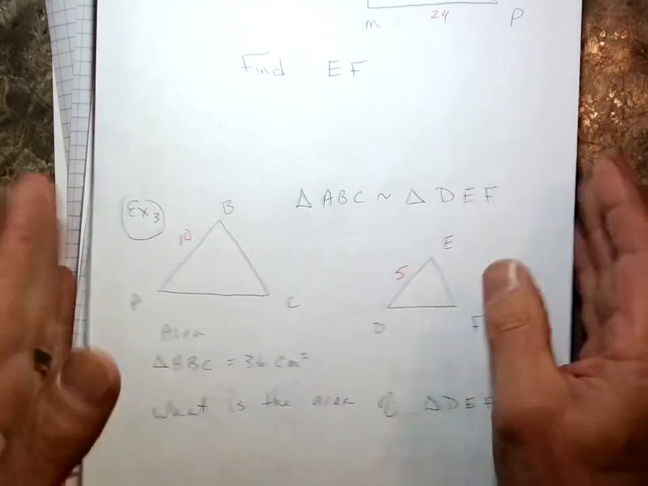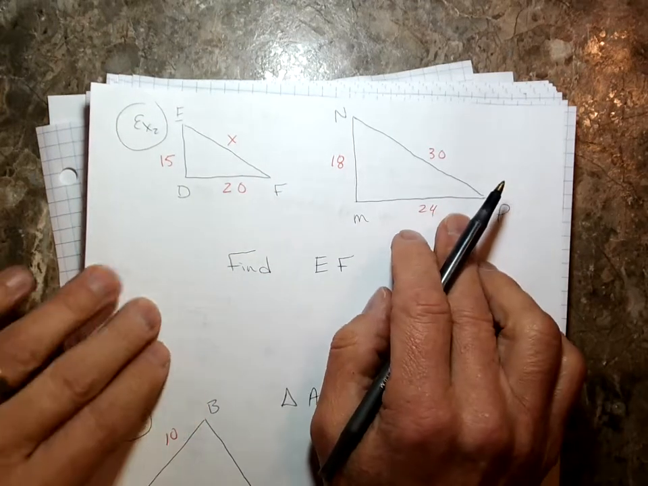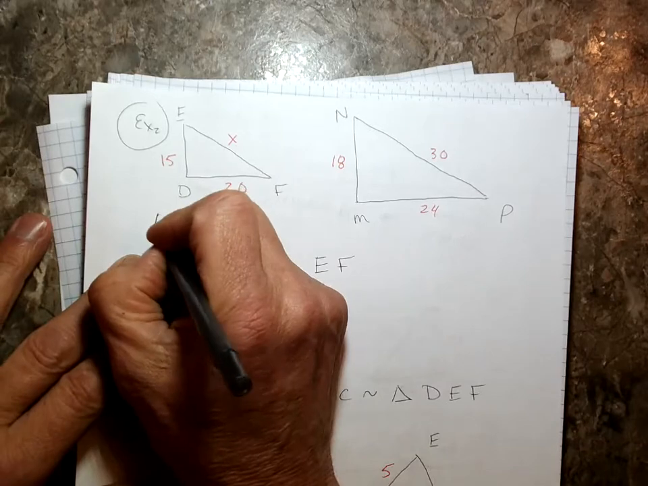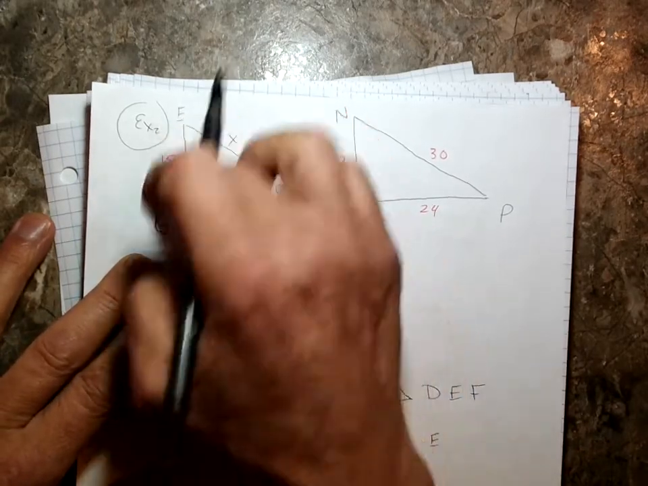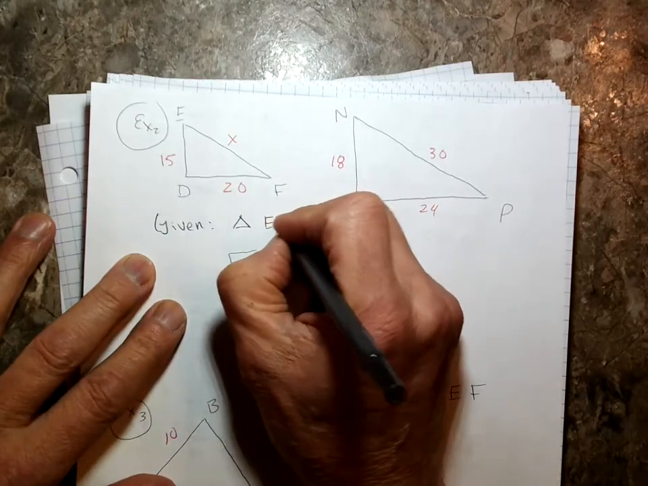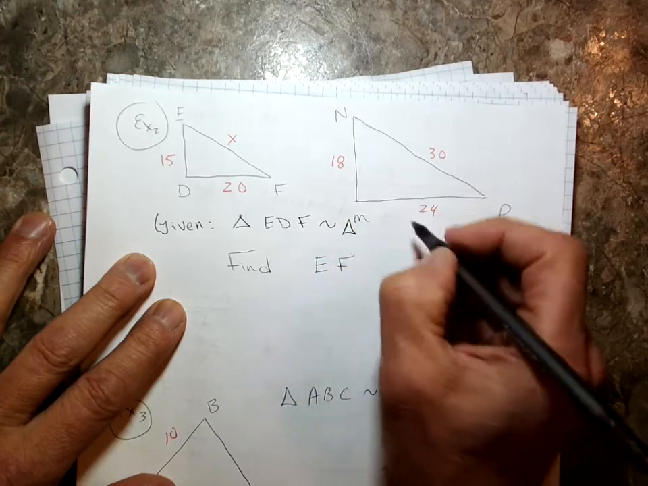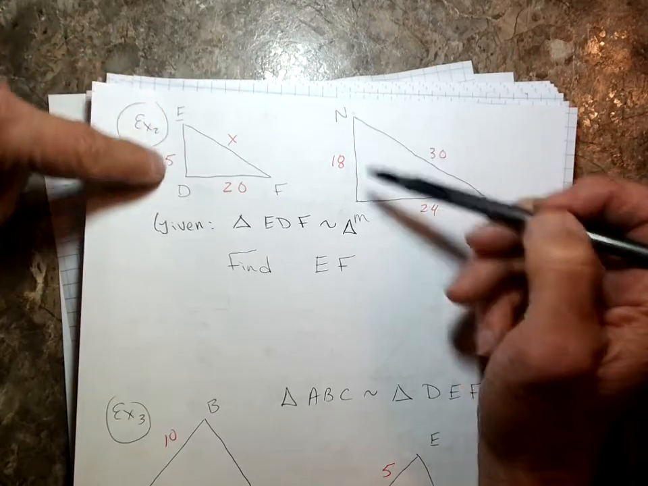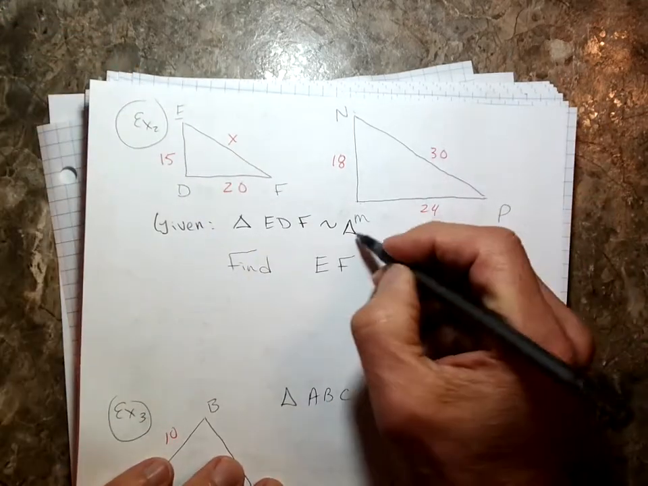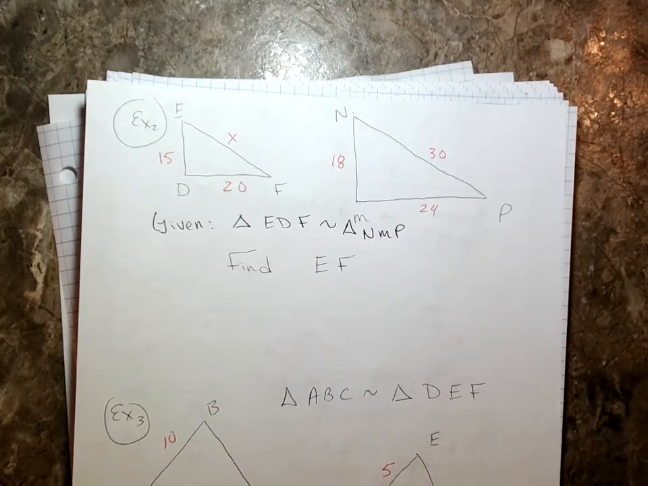So on the back side, we have an example. Here's what we need to know. We need to know that the two triangles are similar, so we need to be given this information. That triangle EDF is similar, not equal, to triangle NMP. We have to be careful about the order. So if they are similar, then we can set up the ratios.